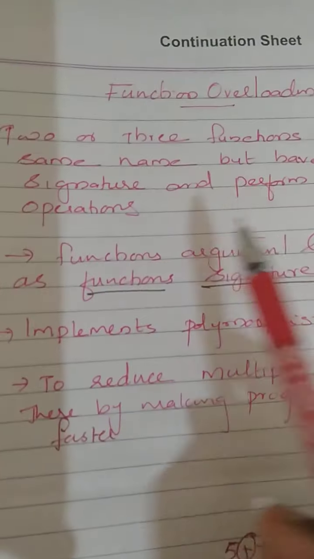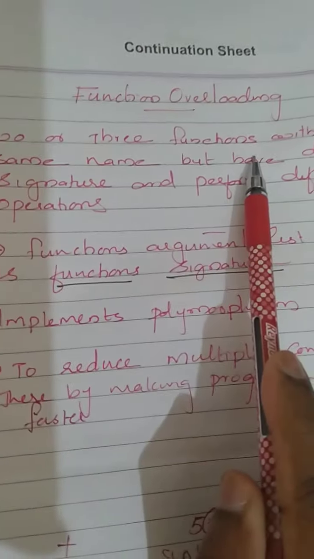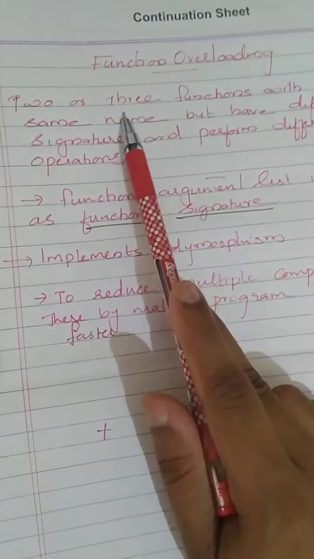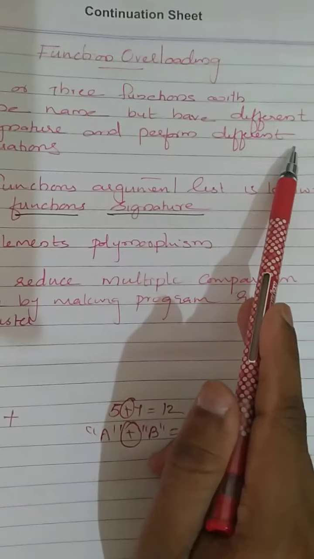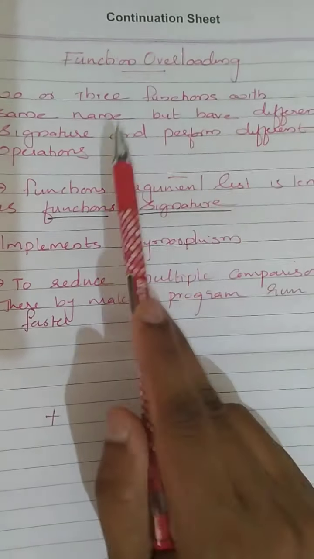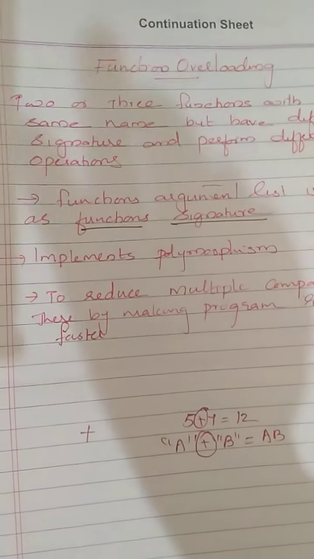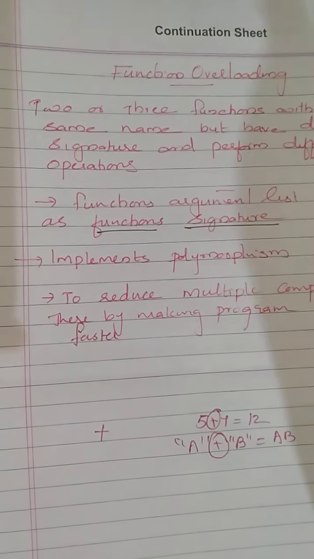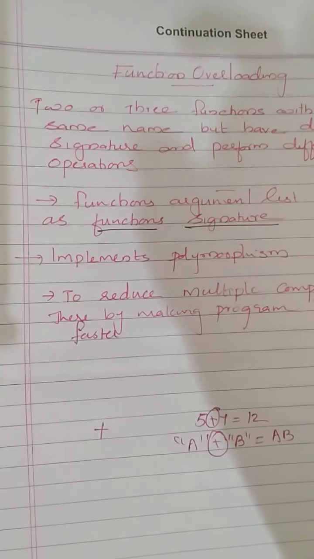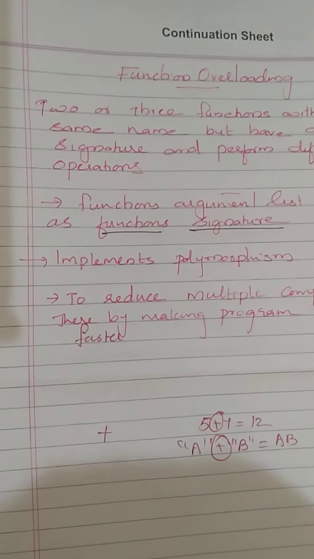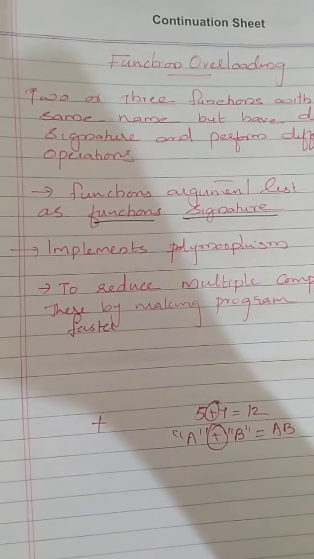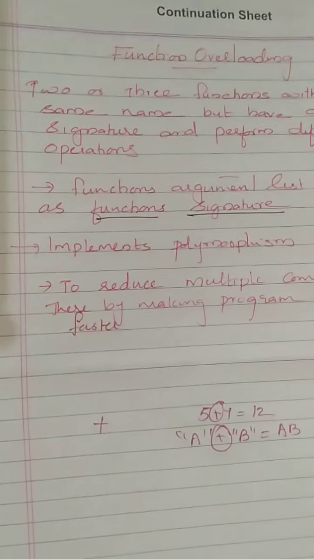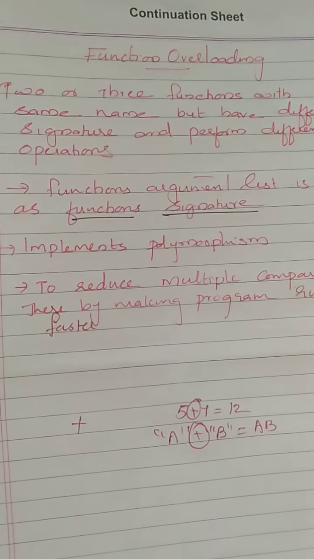That means a class will consist of 2 or 3 functions which have the same name but different signatures and perform different operations. If a class consists of more than one function with the same function name but a different signature, it is known as function overloading.